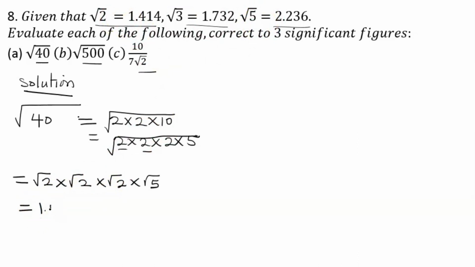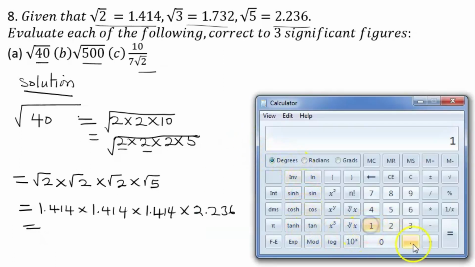This is 1.414. It's being multiplied by 1.414. It's also being multiplied by 1.414. Then root 5, which is 2.236. Okay. So let's quickly bring up a calculator and see. We have 1.414 times 1.414 times 1.414 times 2.236. All right, this is 6.322.